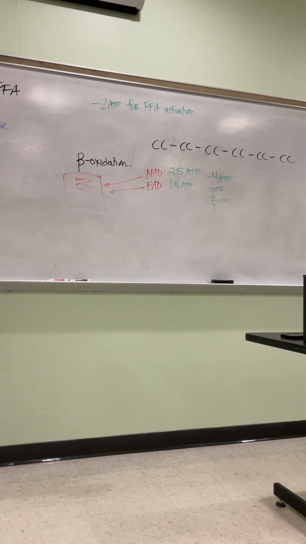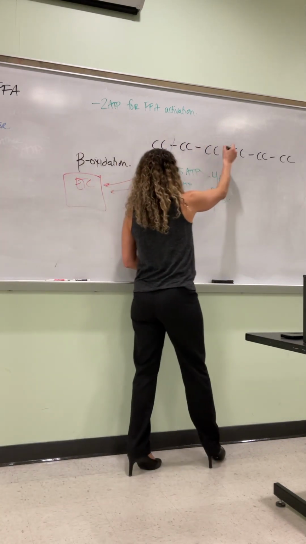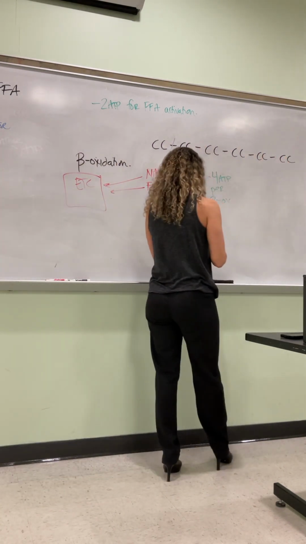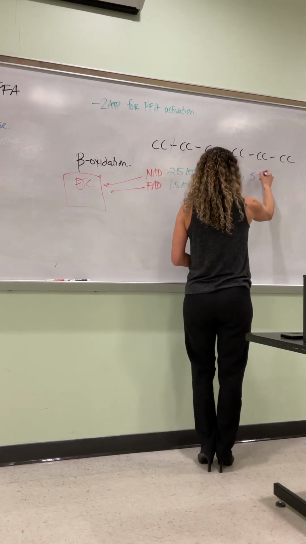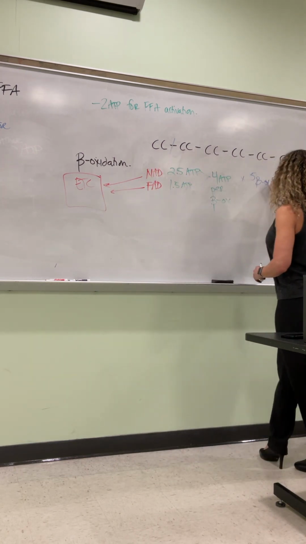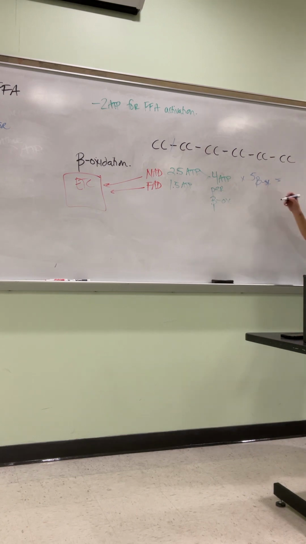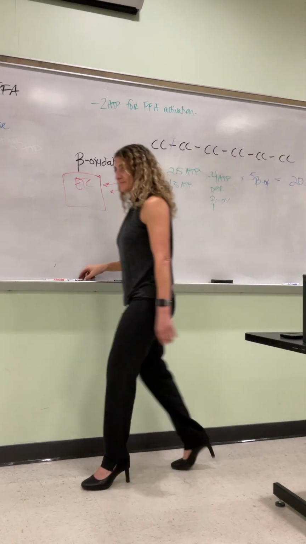How many times will this free fatty acid go through beta oxidation? 5. How do you know that? 5 bonds. This free fatty acid will continue going through beta oxidation until all the bonds are broken. So you count the bonds: 1, 2, 3, 4, 5. So this will go through 5 passes of beta oxidation. 4 ATP 5 times gives us 20 ATP. We okay so far?